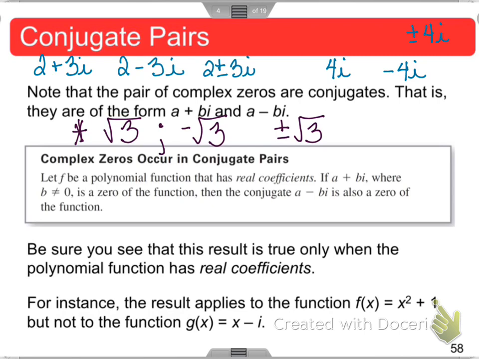So conjugate pairs occur when we have a complex zero or when we have an irrational zero. Rational zeros do not necessarily have their opposite, but complex zeros and irrational zeros do.